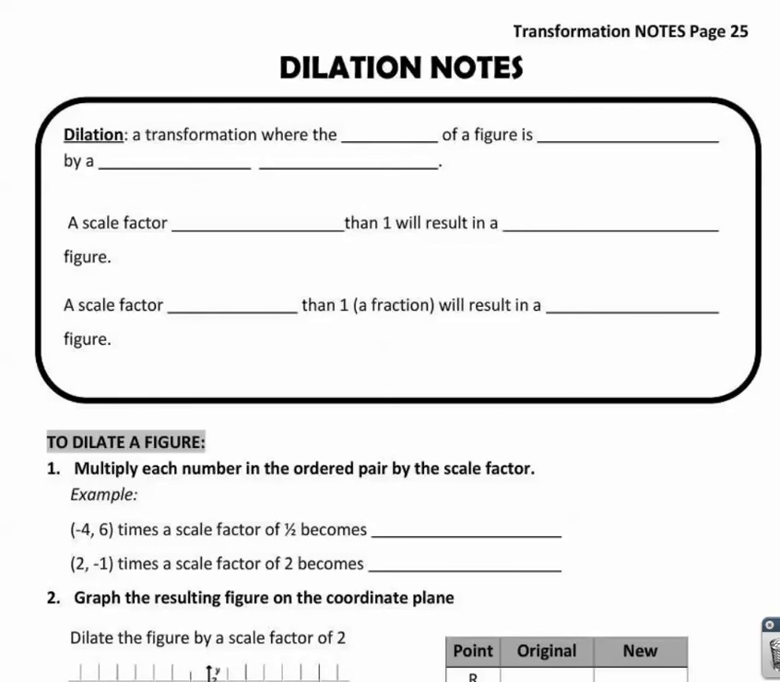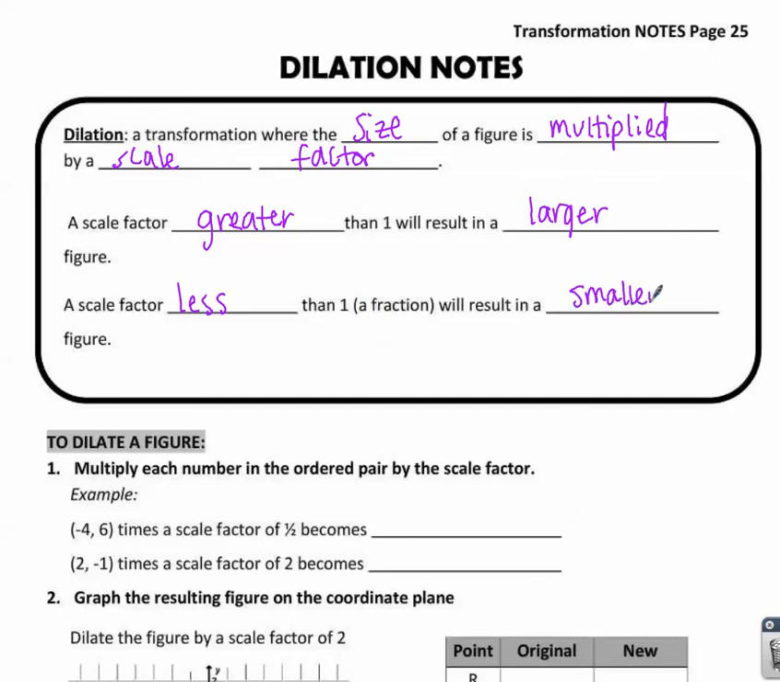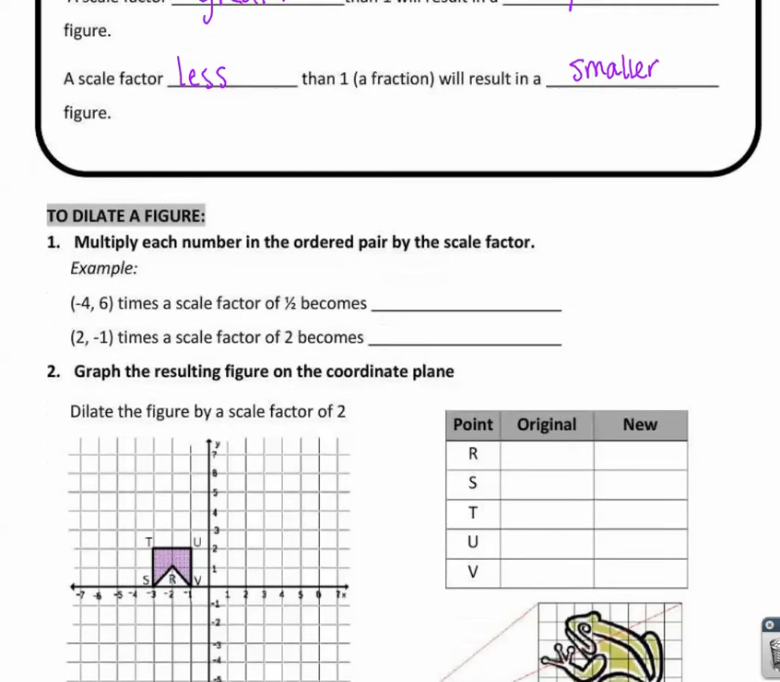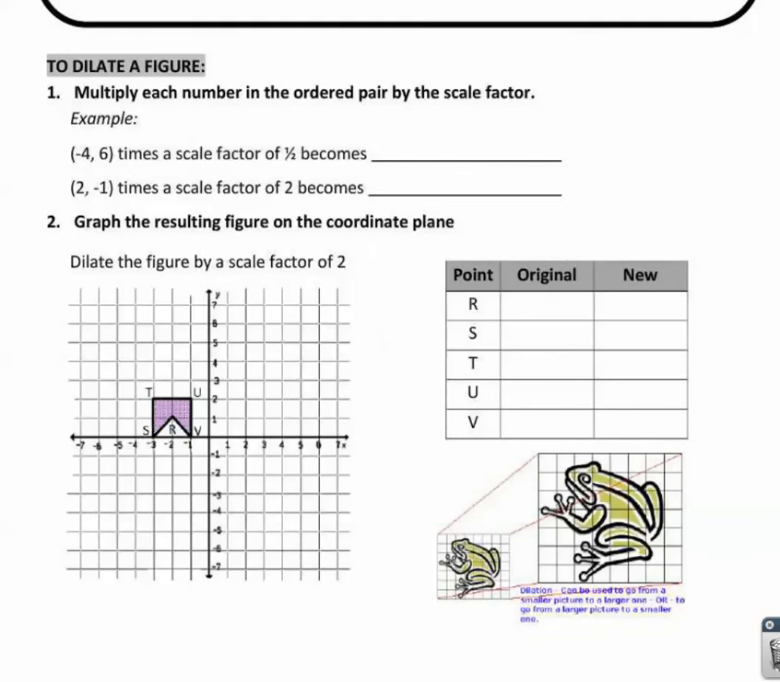Dilation is a transformation where the size of the figure is multiplied by a scale factor. A scale factor greater than 1 will result in a larger figure. So for example, if you multiply it by 2 or 3 or 4. But a scale factor less than 1, so a fraction, will result in a smaller figure. So example, 1/2, 1/3, 1/4. To dilate a figure, you want to multiply each number in the ordered pair by the scale factor.